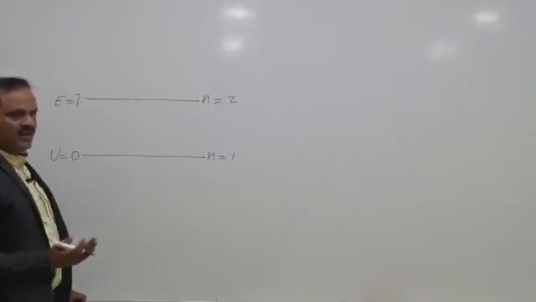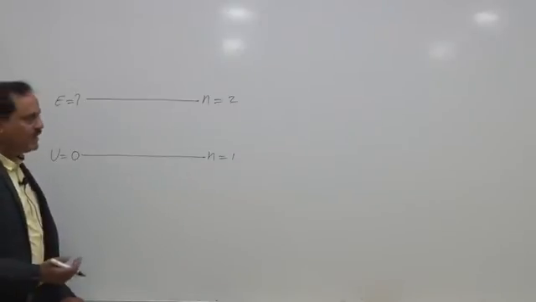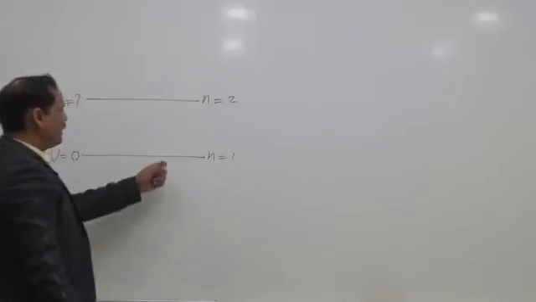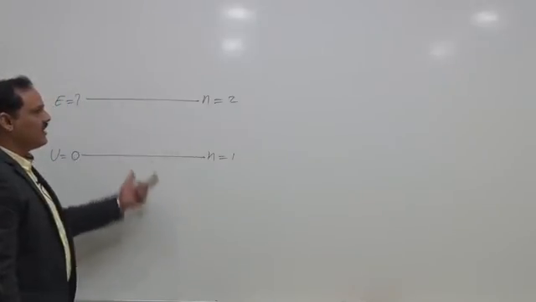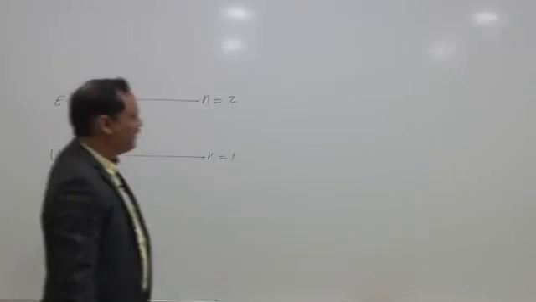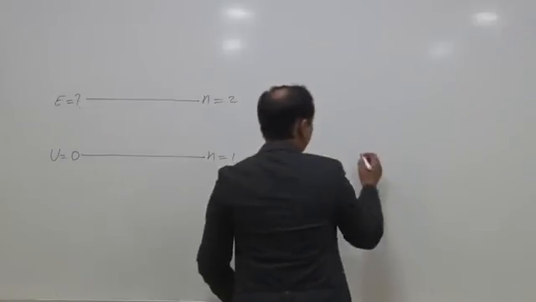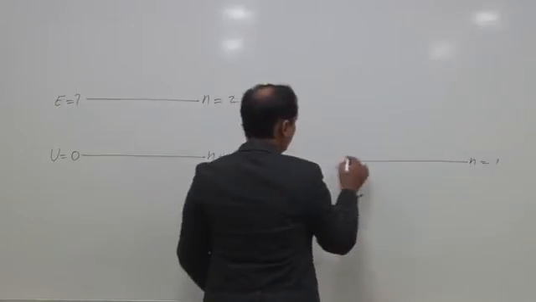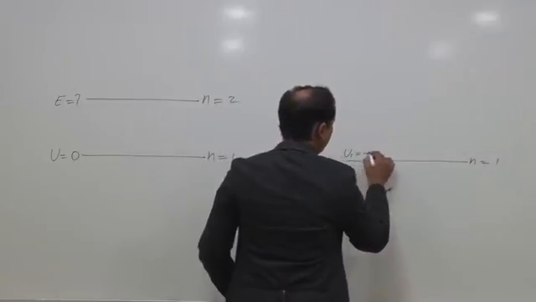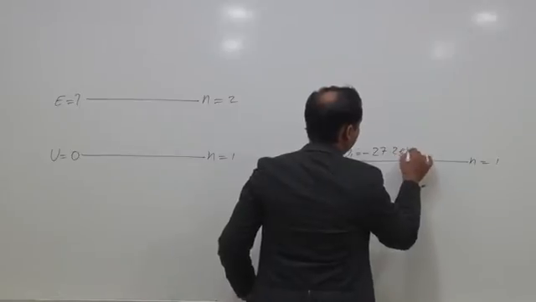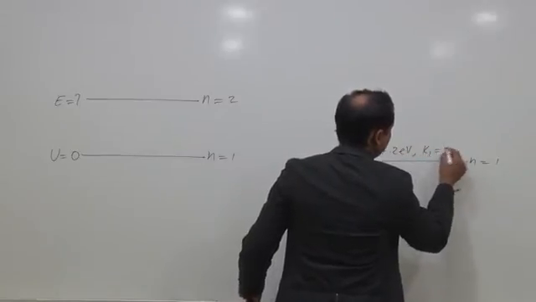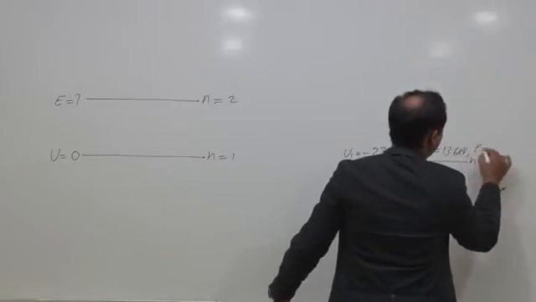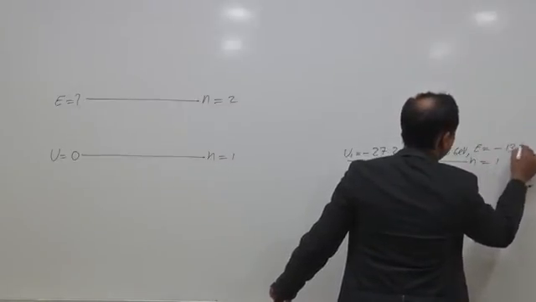You know that potential energy depends upon the choice of frame of reference. In the actual case, let me write the values first. At n equal to 1, actual potential energy U1 is equal to minus 27.2 electron volt and kinetic energy K1 is 13.6 electron volt, such that the total energy is minus 13.6 electron volt.